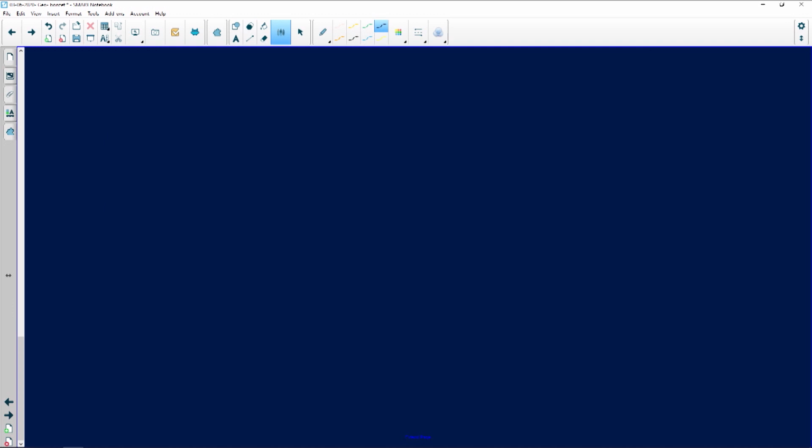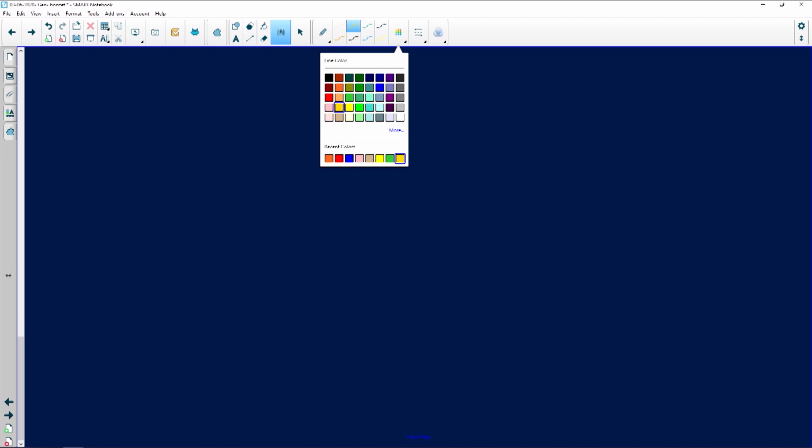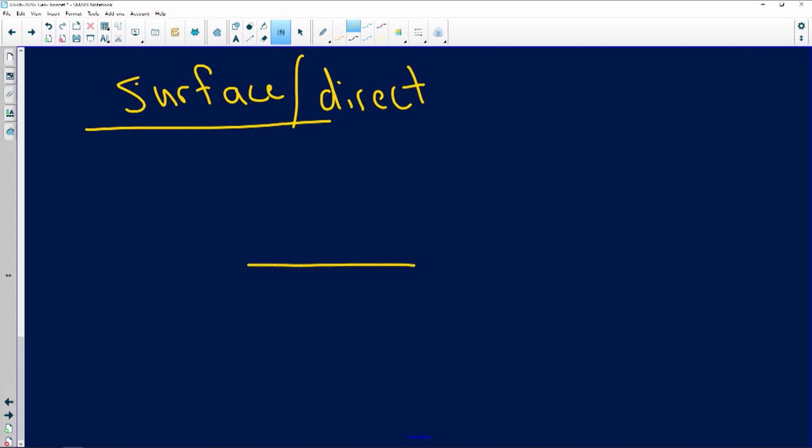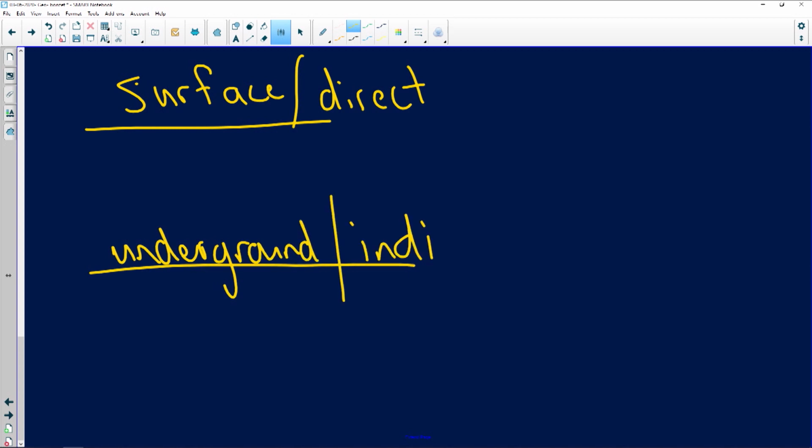Okay, so I just want to get my color pen. So we've got two different types of runoff: surface, also referred to as direct, and underground, indirect. Okay. So when we talk about runoff, we actually talk about water. We're going to have a look at how the water flows. Does it flow on top of the surface or does it flow under the ground? That's how simple it is.